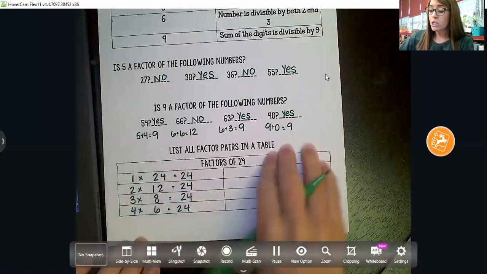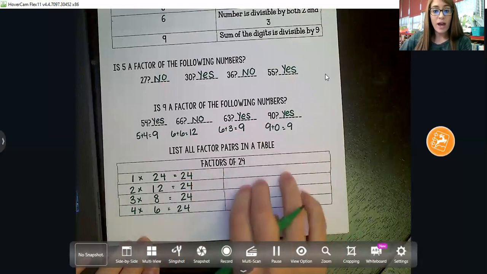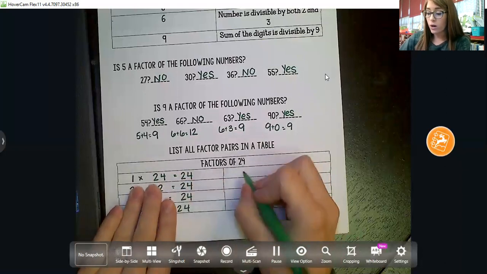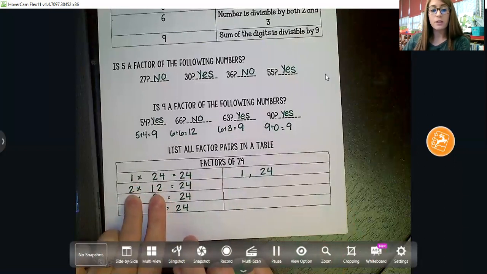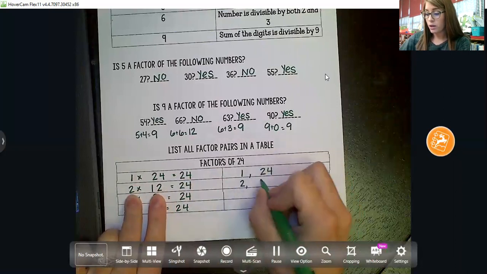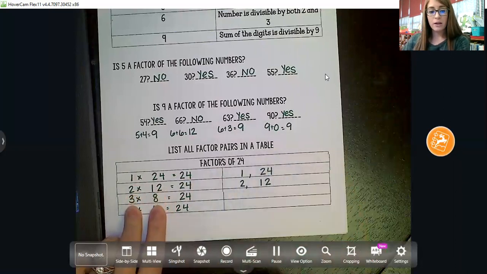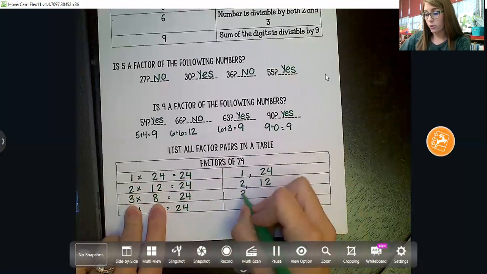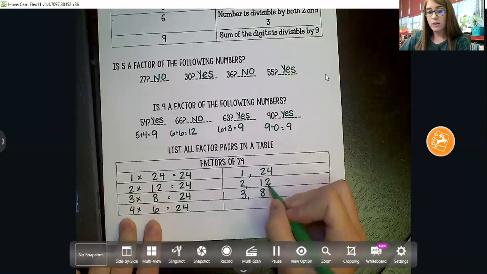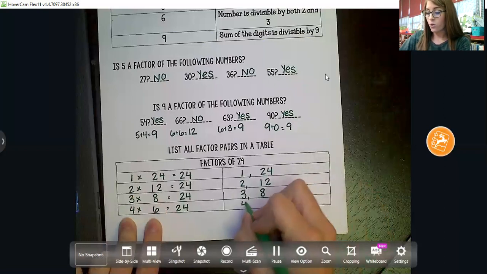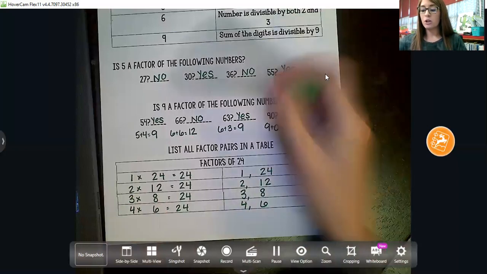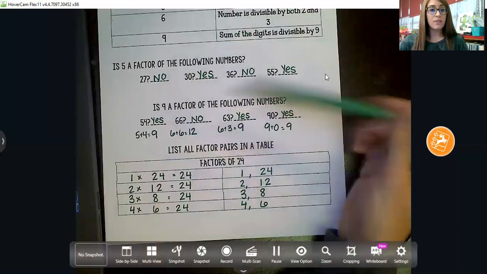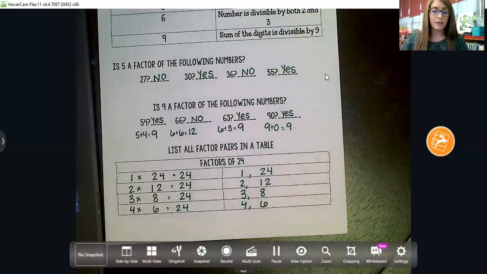Now, what we're going to do over here on this side is list those factor pairs. So 1 and 24. What did I multiply together here? Very good. 2 and 12. And then here? 3 and 8. And then what about here? Very good. 4 and 6. And that's it. Kind of similar to yesterday, just a little bit different with looking at divisibility rules to see if things are factors of something before we just start writing them all out.